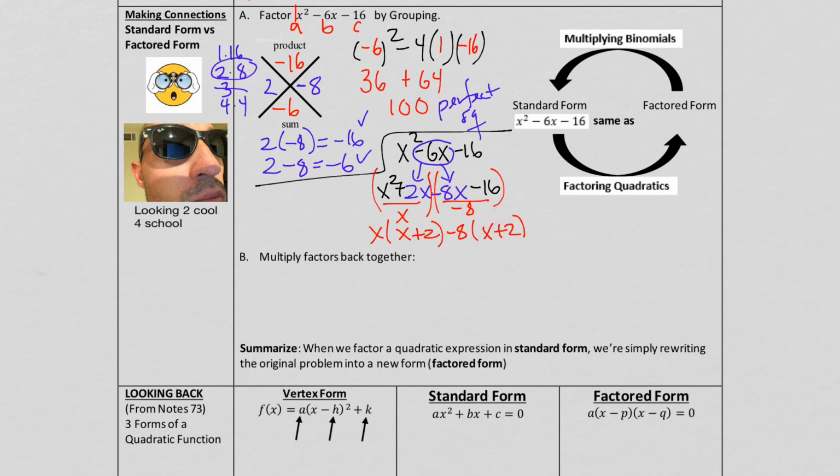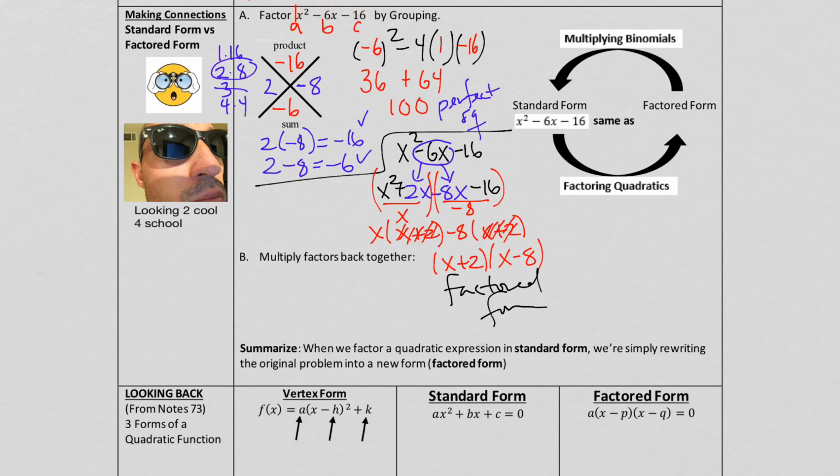To finish this process, I'm going to have my common x plus 2. If I take it out of both of them, you'll see that you're left with x minus 8. This is the factored form of your original question up here on top.